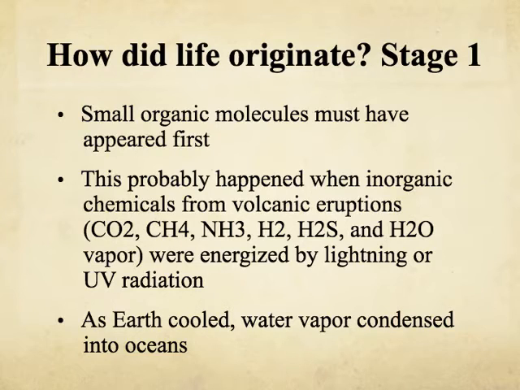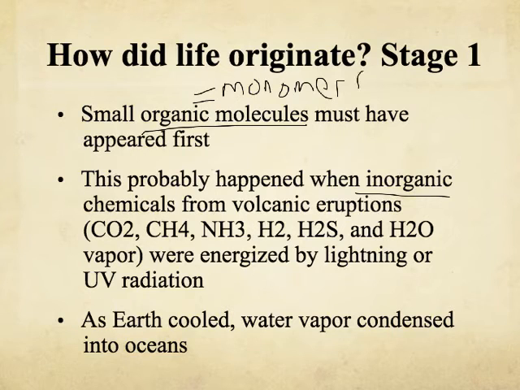Okay, so let's talk about step 1 first. So remember, step 1 is when we take small inorganic molecules, so molecules that do not support life, and combine them in ways that creates our small organic molecules, which remember are our monomers. Okay, so what we think happens is that we know that certain inorganic chemicals like carbon dioxide, methane, ammonia, hydrogen gas, hydrogen sulfide, and water, they were around because we know they're released from volcanic eruptions, and we know there were volcanoes at this time for a fact.